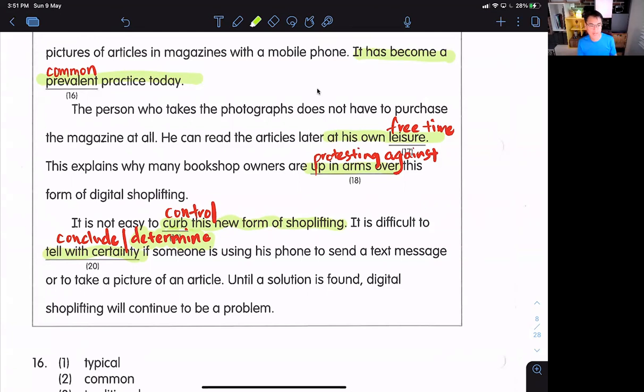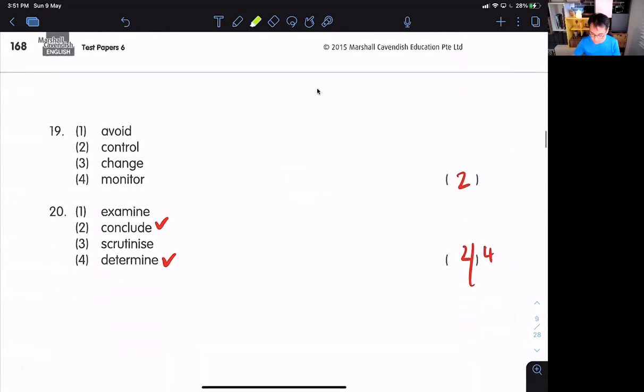After everything is over, I draw a conclusion. But in this case, it's in the middle of the action and not at the end. So therefore, determine is the more valid answer. So I'm going to go ahead and remove 2, and 4 is going to be my answer.